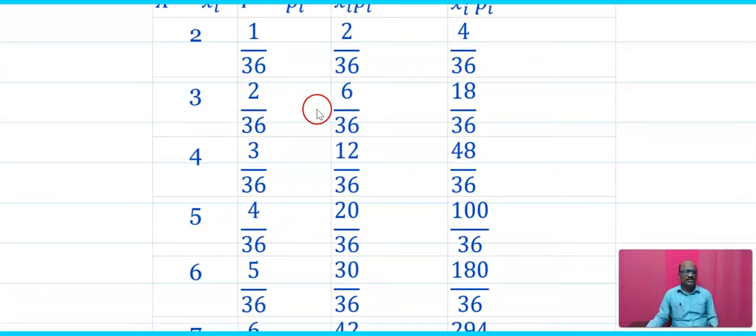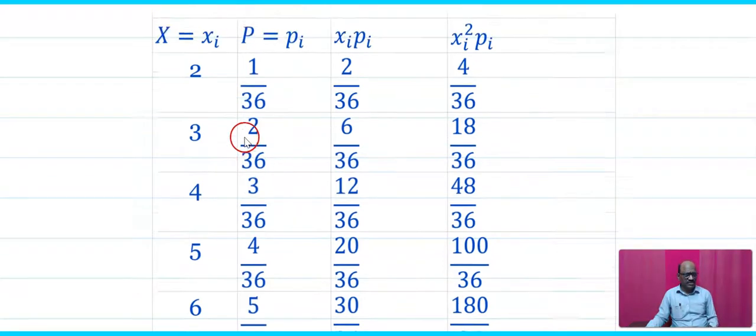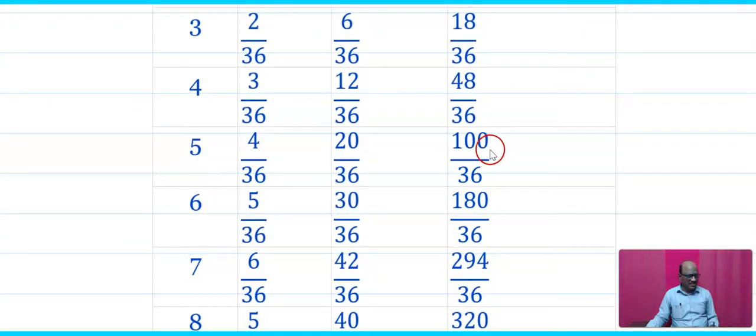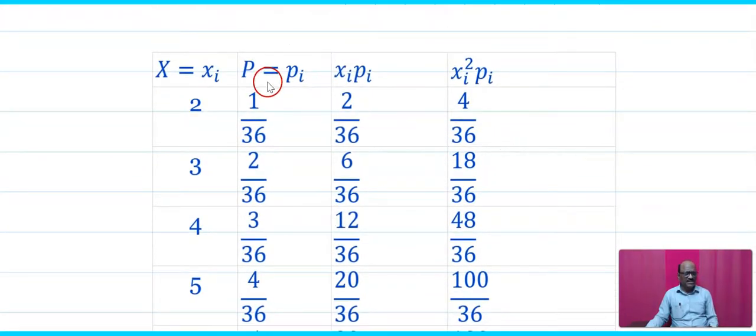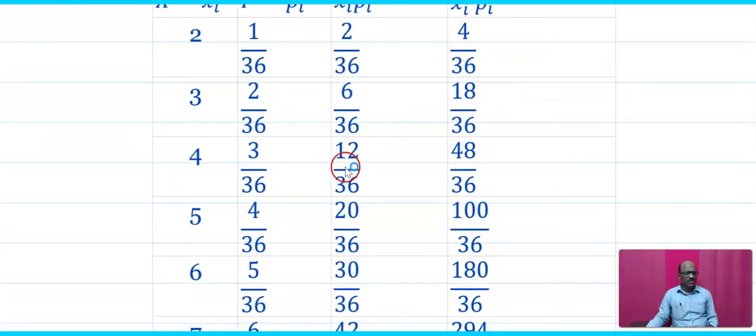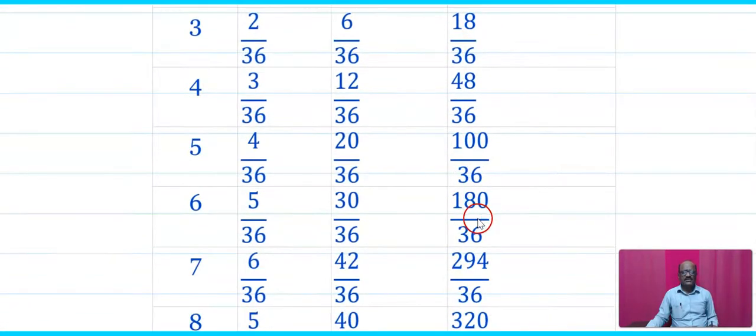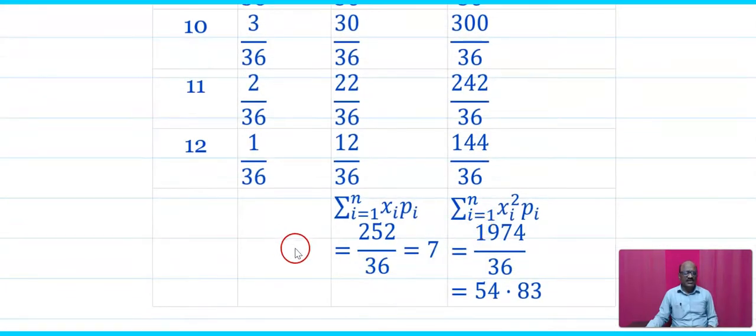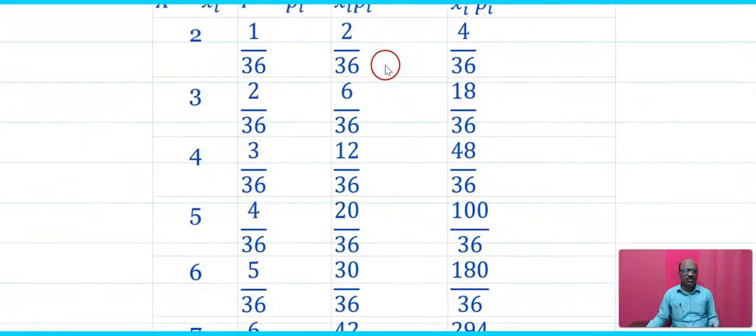And in this way, when xi is equal to 2, 3, 4, 5, you can construct this table by considering xi pi, xi square into pi. From this table you can understand this. Okay. Now see here, all these tables and their summation. What is the summation of xi into pi, where i equals 1 to n? That is 252 upon 36. That is the sum of all these elements.